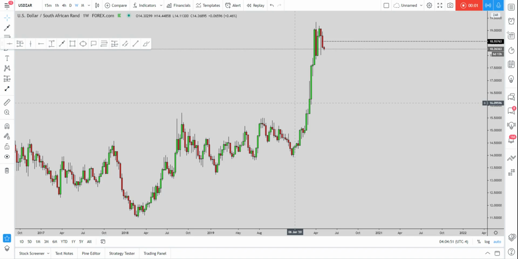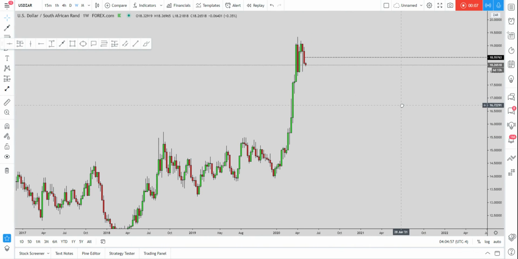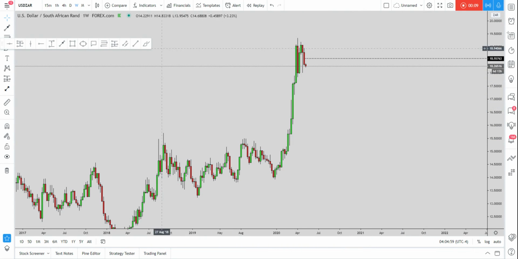Okay, so what kind of situation do we have at the moment from a USD ZAR perspective? Now, if we remember from our previous analysis on this pair, what did we say? We said, first of all, the market has created this very overextended move to the upside, and we want to see the market make a deeper retracement. In other words, make a move to the downside.